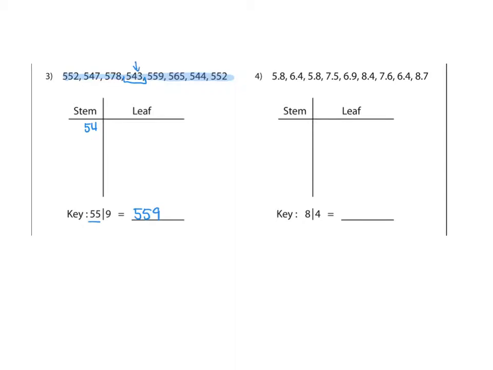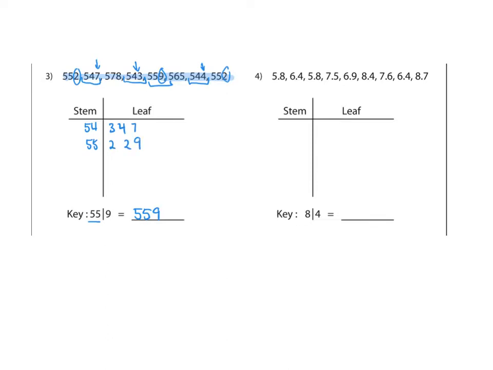Then you look for all the ones in the 540s. There's 543, there's 547, 544. But remember, our leaves have to be lowest to highest. So 3, then 4, then 7. Then my next stem will be 55, and I'm looking for the 55s. I've got a 2, a 9, and a 2. So I'm going to do a 2, a 2, and a 9.